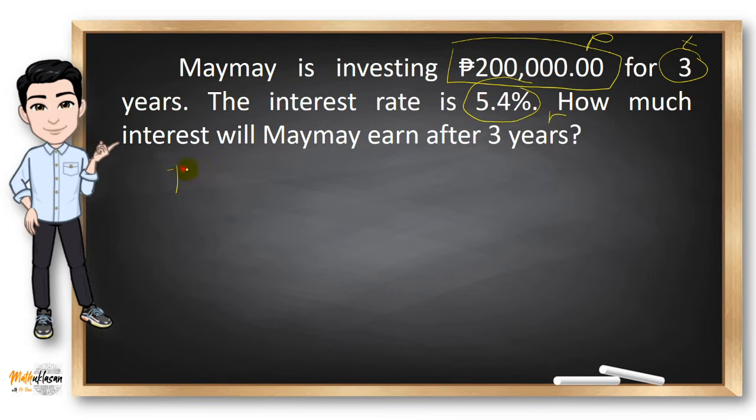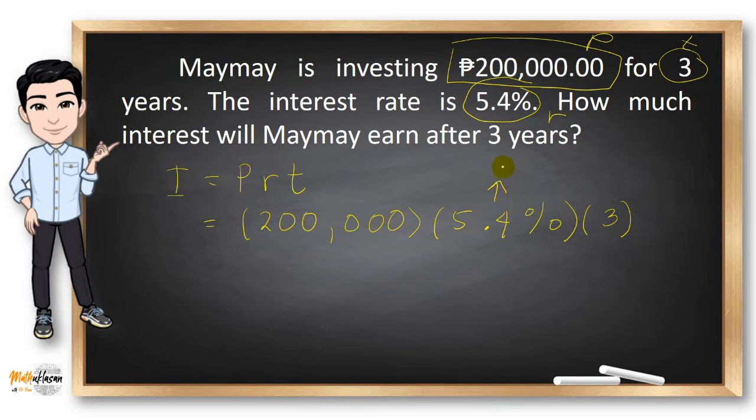So, using the formula I equals PRT, we will have 200,000 times 5.4% times 3. So if you're going to include the percentage symbol in your calculator, this is enough. But if you don't have a percentage symbol on your calculator, you can always transform this percentage into a decimal value. You just need to move the decimal 2 places on the left.